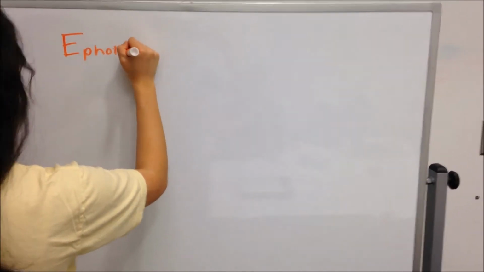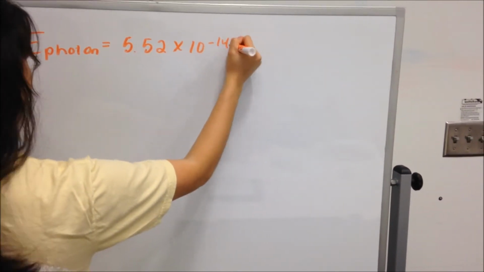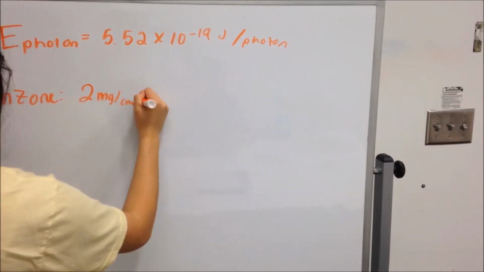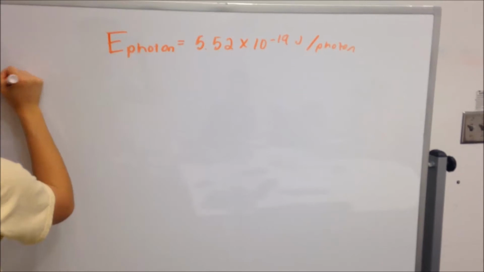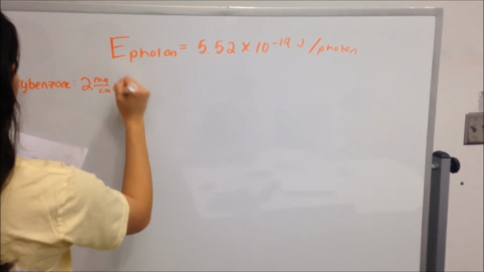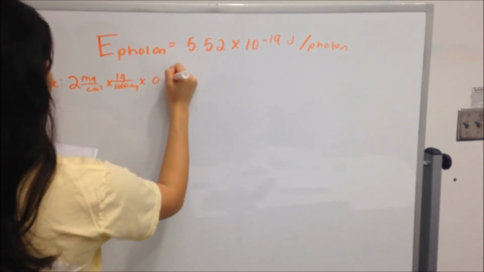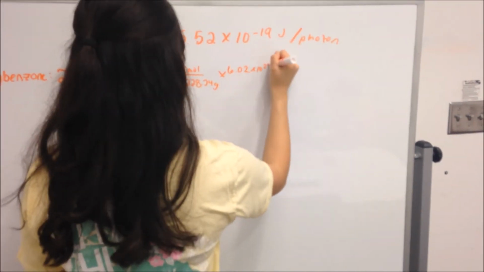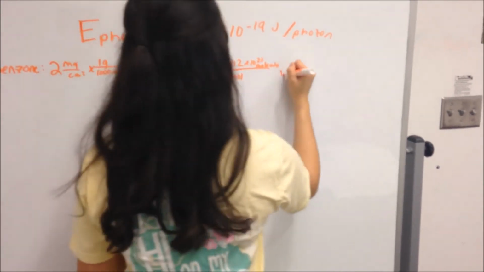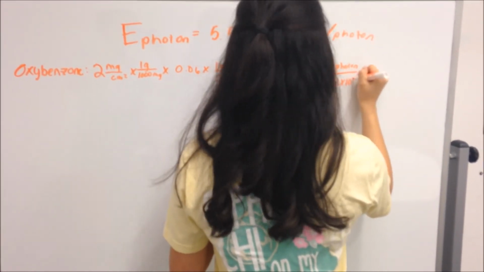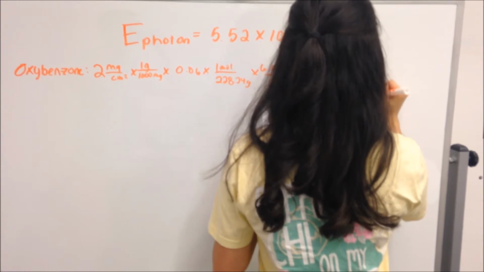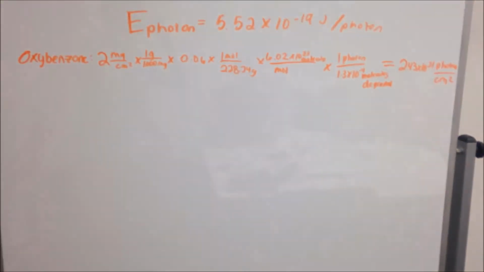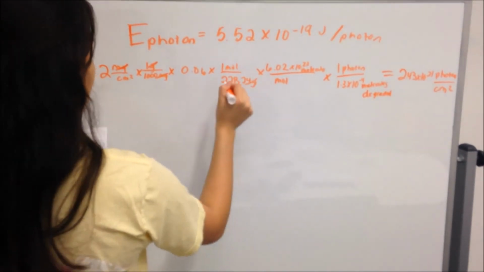We know that the recommended application amount is 2 milligrams per centimeter squared, which we convert to grams. From there, we multiply by the percent abundance in sunscreen, which is 6%. After dividing by its molecular weight of 228.24 grams per mole, we can multiply by Avogadro's number to get the amount of molecules per square centimeter. By dividing by oxybenzone's quantum yield value of 1.3 times 10 to the negative fourth molecules degraded per photon absorbed, we find that there are 2.43 times 10 to the 21st photons absorbed per centimeter squared.